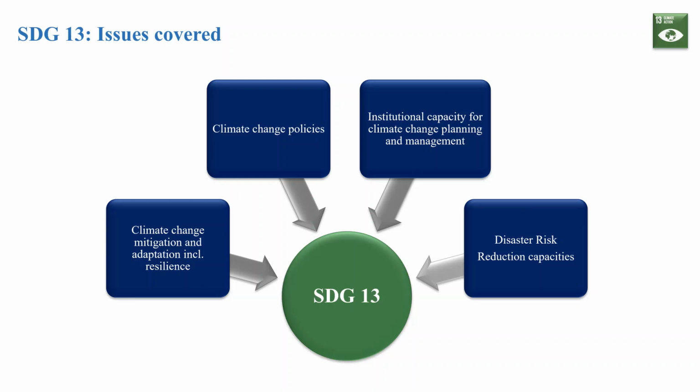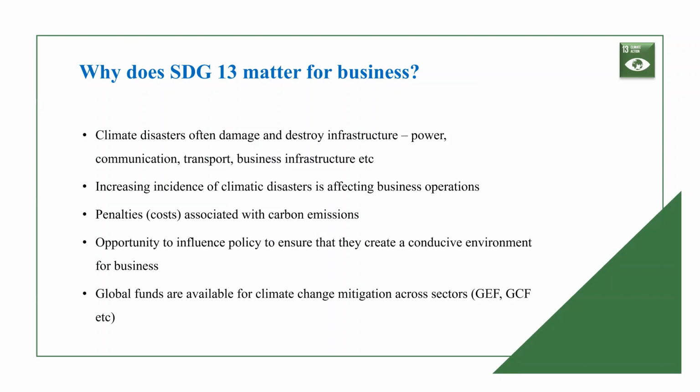So goal number 13 is around climate change mitigation and adaptation, including the resilience of people, the resilience of the economy, the resilience of our cities and towns, like we were discussing earlier, to the effects of climate change. Policies as well, and institutional capacities: do our institutions have enough capacity to be able to manage these issues? And then, of course, disaster is coming up again under goal number 13.